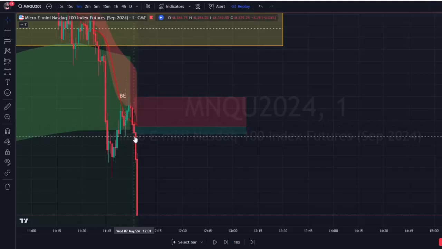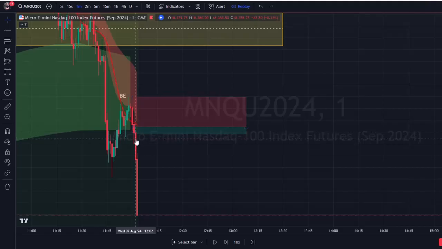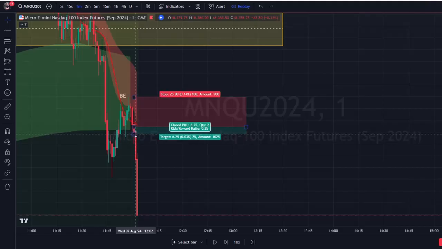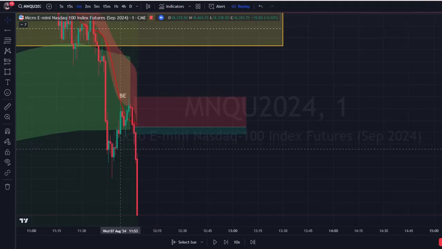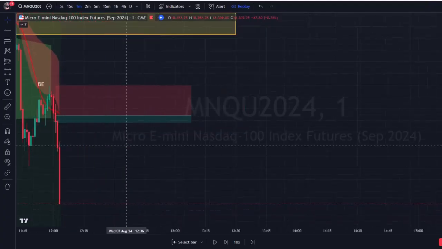The first thing I would have looked at is if it beat this low. It did easily, within a minute or so of me getting in the trade. Did it break this low? Yeah, right in this next candle. Now, what about this low? Broke that as well. What about this low? The next candle. So within 2 minutes, we've broken all these lows.